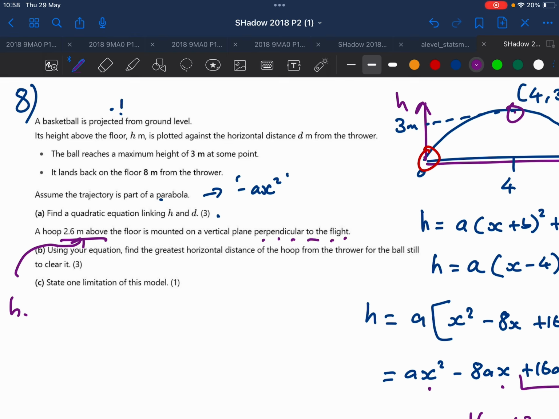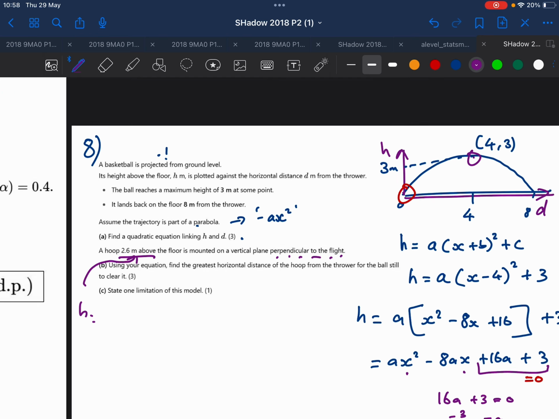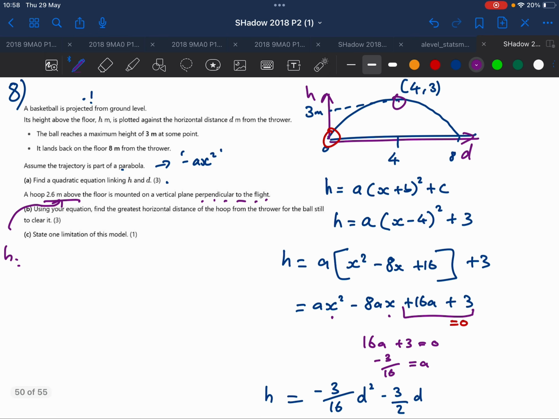I think they're just trying to get across the idea that if the ball's going higher than that, it's going to go through the hoop or something. I think that's what they're trying to say. So using your equation, find the greatest horizontal distance of the hoop from the thrower for the ball still to clear it. Right. Okay. So let's have a little think about this one. Well, we've still got an H value, which we are essentially going to plug in, I think. Yeah, let's just do that and sort of think about it along the way.